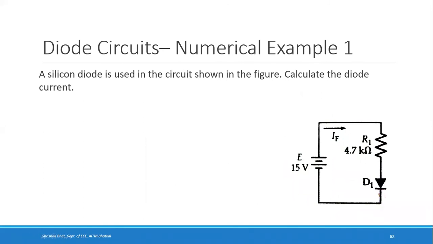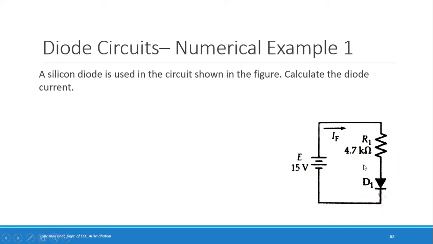So this is another example. Here it is given, it is a silicon diode. You are asked to find the diode current. What is the diode current? It is current IF, which is shown here. This is a circuit where E is the applied voltage, 15 volts. There is a series resistance R1, which is 4.7 kilo ohms, and this is the diode. It is a silicon diode. First, tell me whether the diode is forward biased or reverse biased. That is the first thing you have to consider.